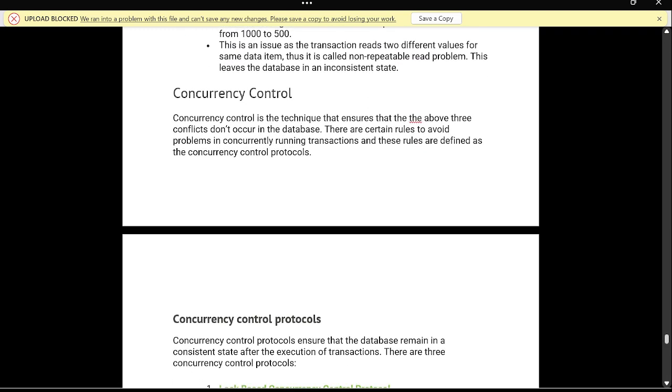Now let's see what are the protocols, or what are the things we are going to use to handle such kinds of issues. How are we going to control them? Let's see. So basically, let's see the theory part.